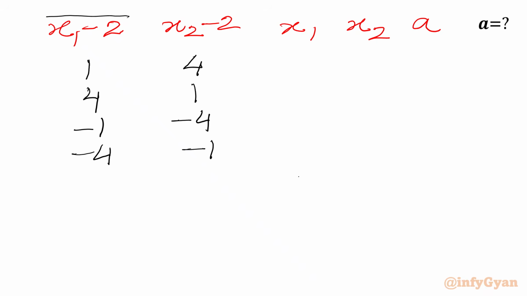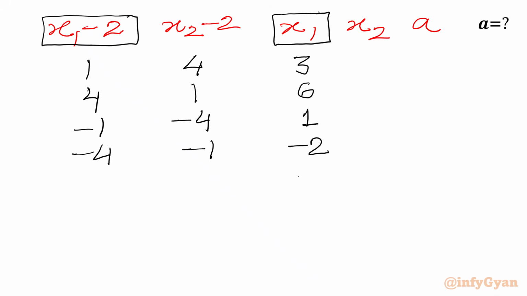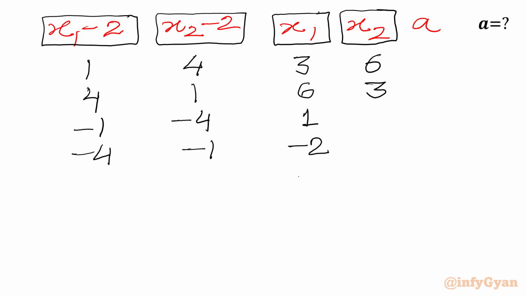Now we are going to add 2 to this column to get the value of x1. So 1 plus 2 is 3. 4 plus 2 is 6. Minus 1 plus 2 is 1. Minus 4 plus 2 is minus 2. Similarly, we have to find x2, which we will get by adding 2 to this column. So 4 plus 2 is 6. 1 plus 2 is 3. Minus 4 plus 2 is minus 2. Minus 1 plus 2 is 1.